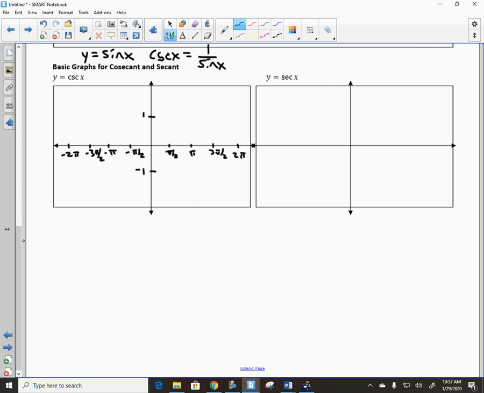And where does sine start? Max, min, or middle? Middle. Heading up or down? Up. I go through my sequence. This is the graph that I get.